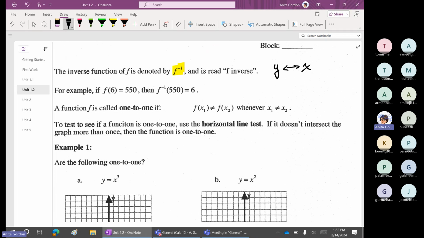So for example, if there is a function where I put in an x of 6 and it gives me a y of 550, and then I do the inverse function of 550, I should get back the swap. If the function takes the 6 and gives me a 550, then the inverse function will take the 550 and give me the 6.